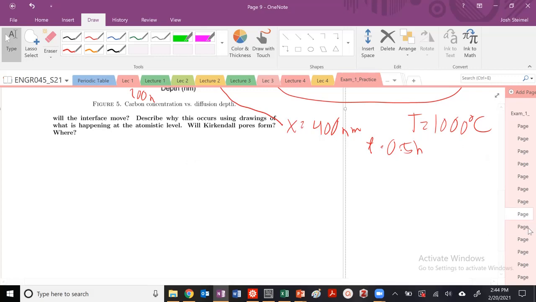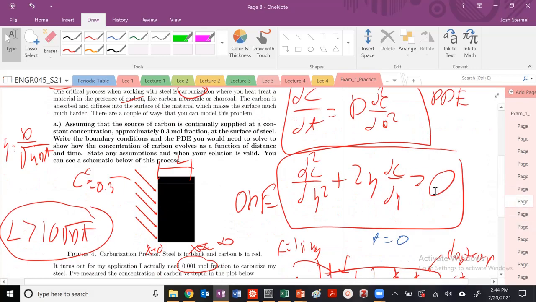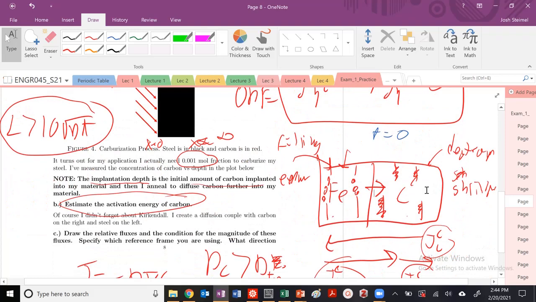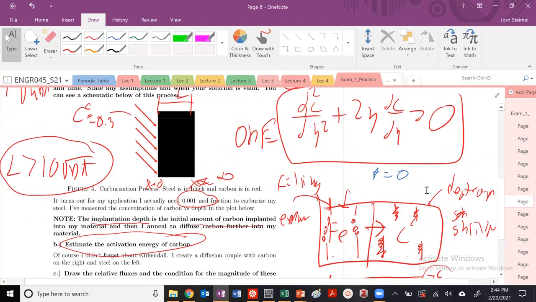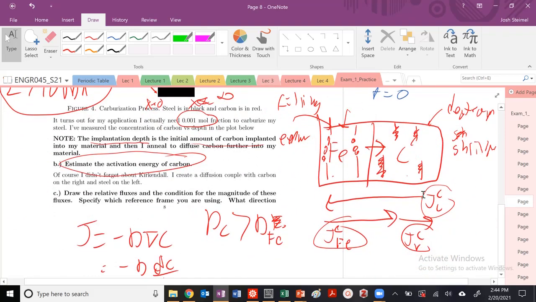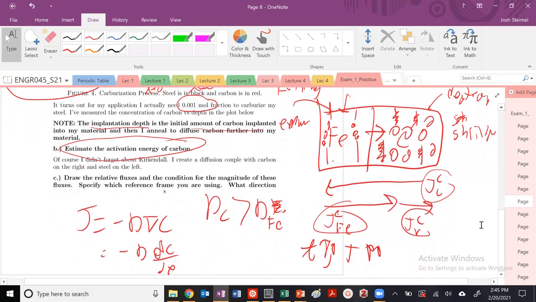Where will Kirkendall pores form? If I have a lot of this creation or destruction of half planes, and a long enough time and high enough temperature, I can form Kirkendall pores, and they will form on this side. So the pores will form on the C side. That's it. So again, hopefully this was helpful.